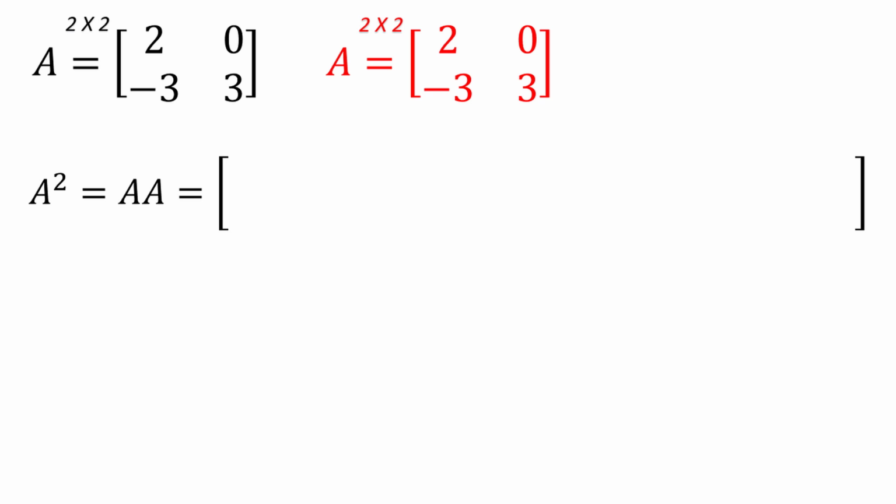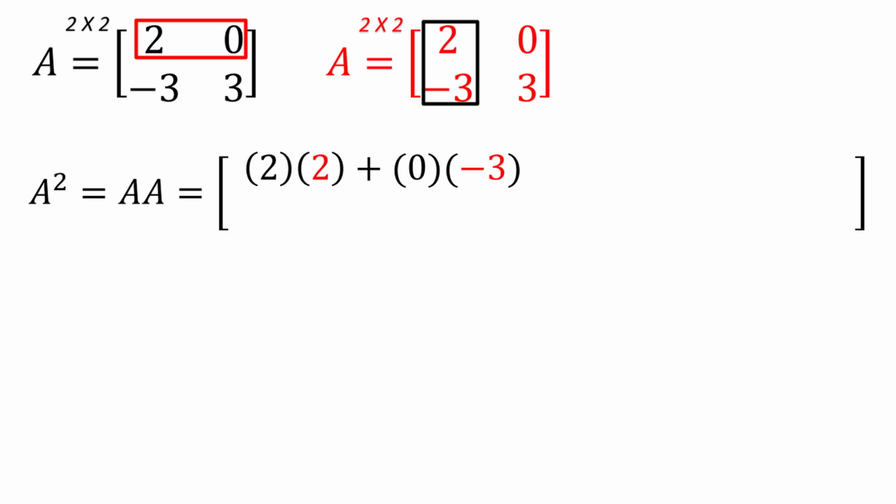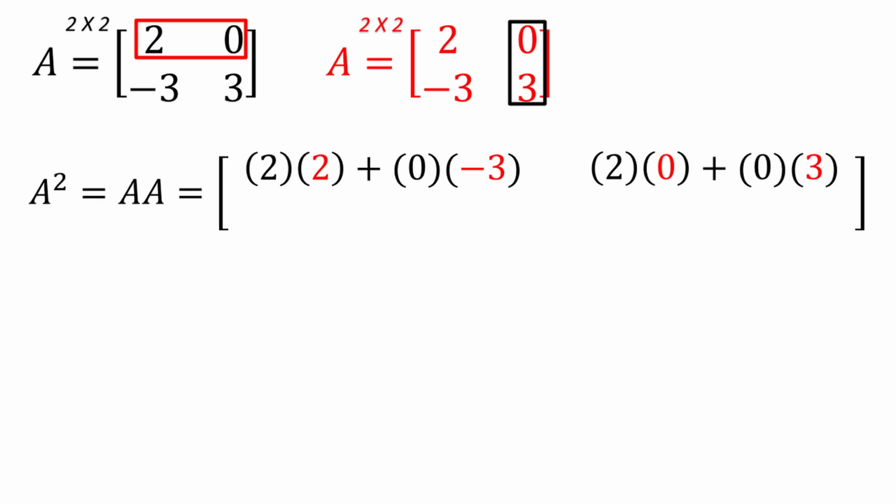Remember that you need to associate the rows with the first matrix and the columns with the second matrix. That means we need to multiply the first row of the first matrix with the first column of the second matrix together to get our first number. We have 2 times 2 plus 0 times negative 3. Then we have the first row and second column. So we take the first row of the first matrix and multiply by the second column of the second matrix. We get 2 times 0 plus 0 times 3.